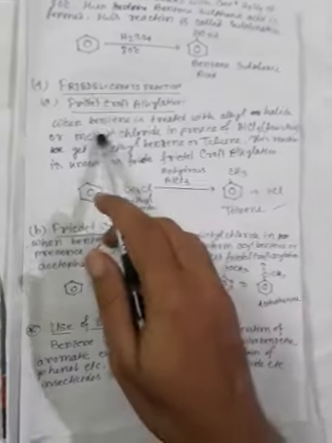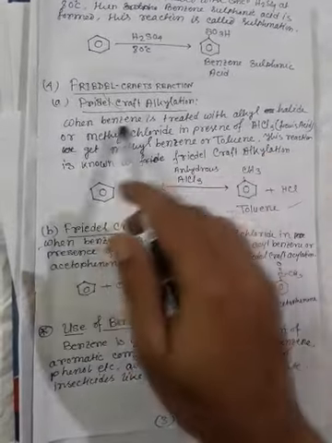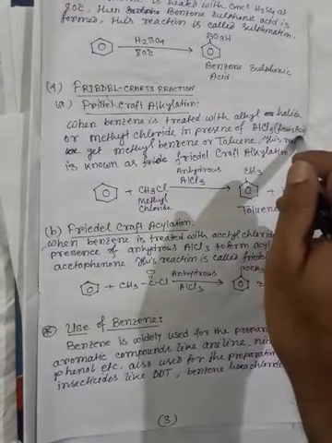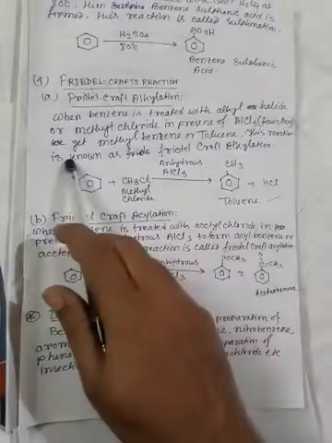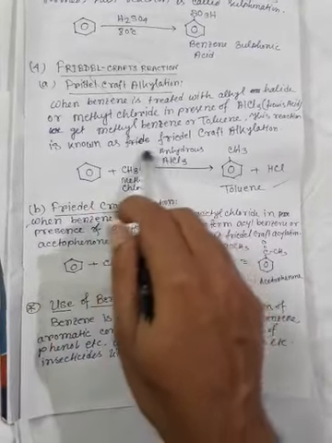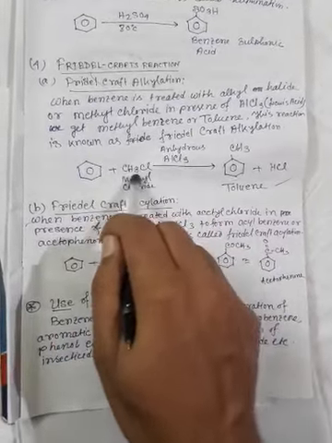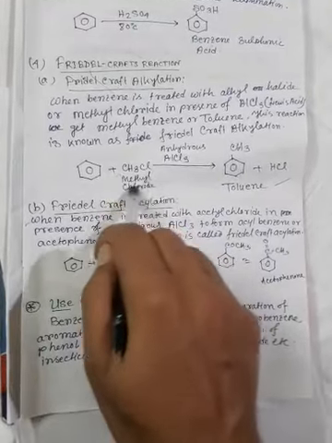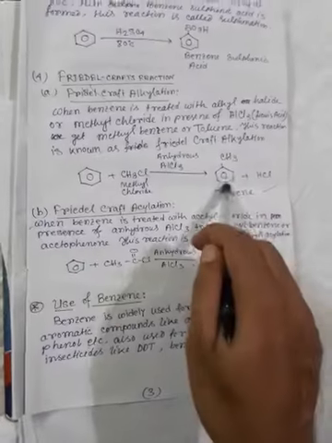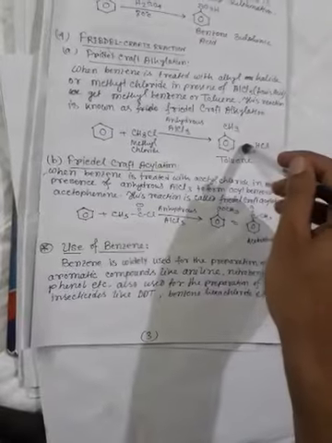Now the reaction is, look, when benzene is treated with alkyl halide or methyl chloride in presence of AlCl3, a Lewis acid, we get methyl benzene or toluene, its general name is toluene. This reaction is known as Friedel-Crafts alkylation. When benzene is treated with alkyl halide, here X is equal to Cl and R is equal to CH3, which is methyl chloride, and anhydrous AlCl3, then the CH3 group enters the benzene ring and we get methyl benzene, also known as toluene. This is Friedel-Crafts alkylation.